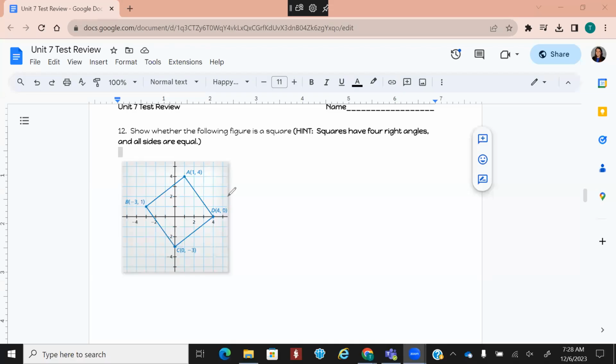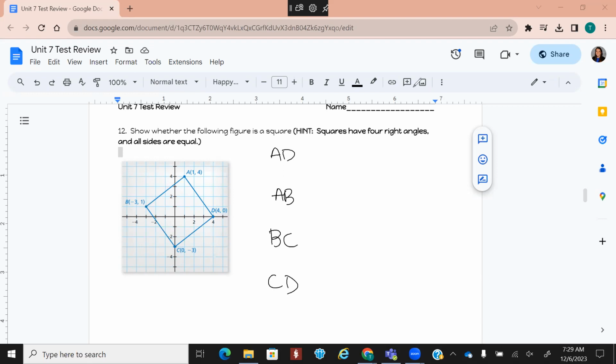Okay, so you need to find the distance between all these different sides. So I would list them out and just call them what the 2 points are. You got AD, AB, BC, CD. Everybody with me so far?